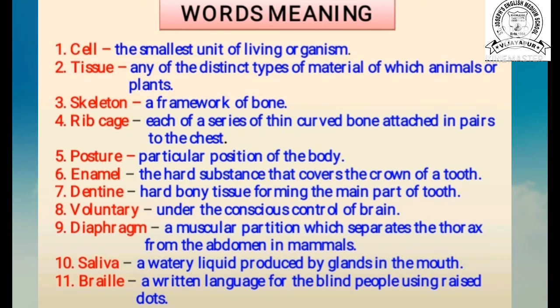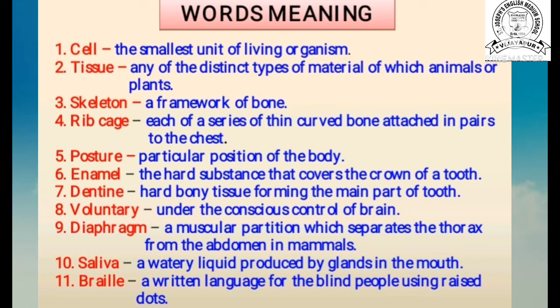Posture means what? Particular position of the body. Posture means a particular position of the body, when we stand, when we sit. It is a particular position. It is called a posture. Now the sixth one is enamel. Enamel means what? The hard substance that covers the crown of the tooth. It is called enamel.